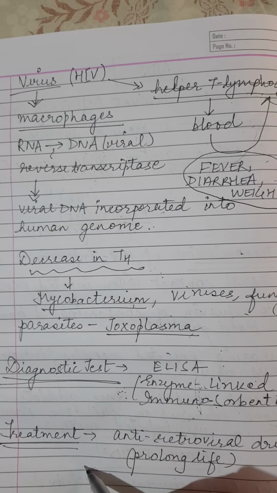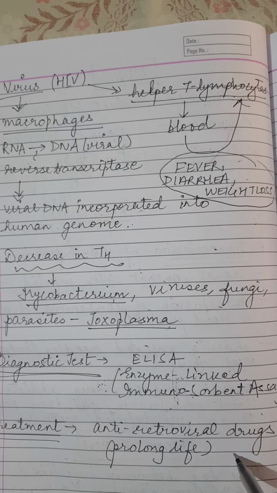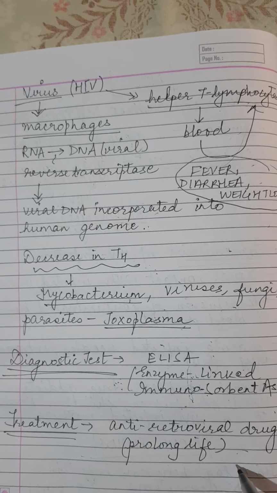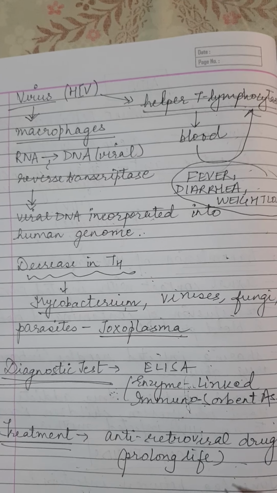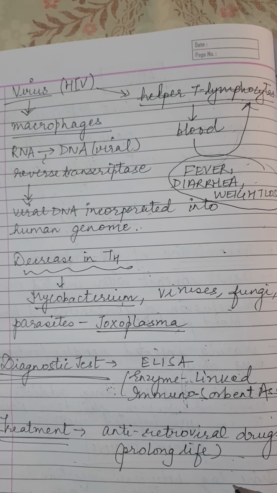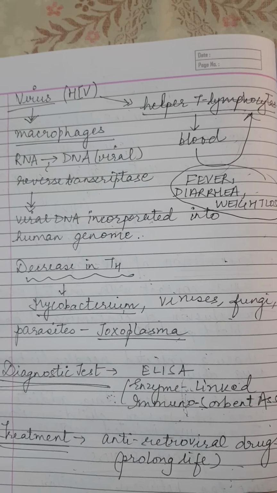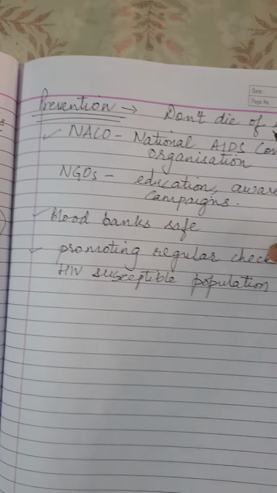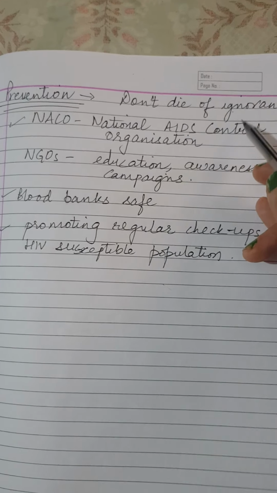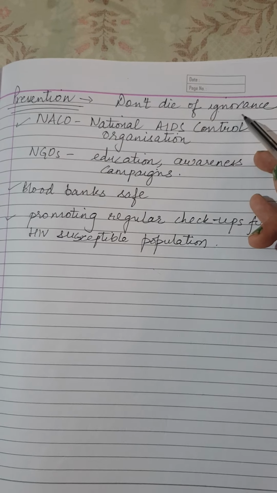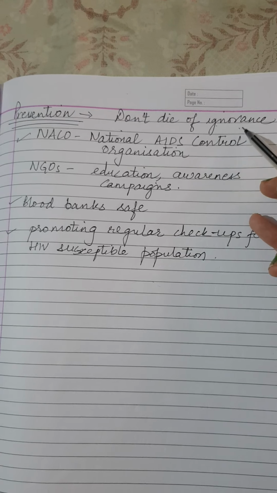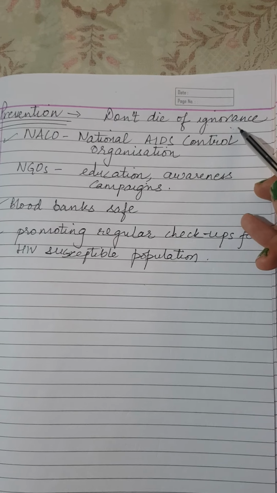Coming to treatment, antiretroviral drugs can be used to treat, but actually they only prolong life; otherwise the disease becomes fatal and the person will die. So basically, for HIV, prevention is better than cure. It is said, don't die of ignorance.